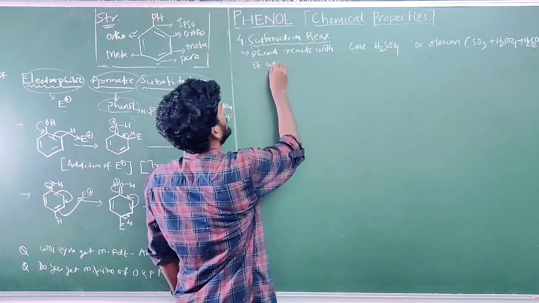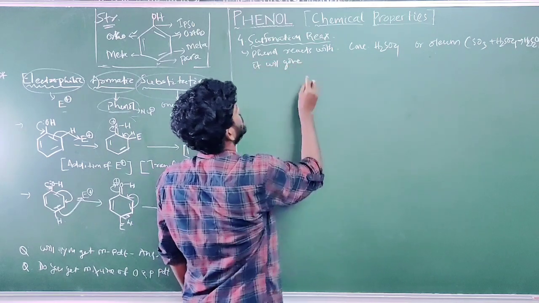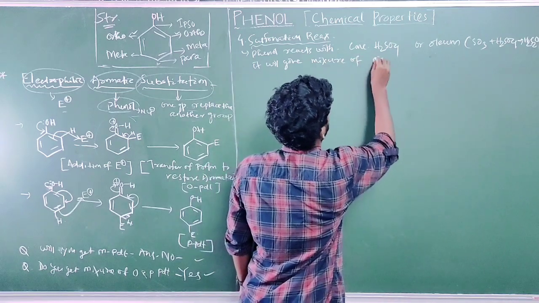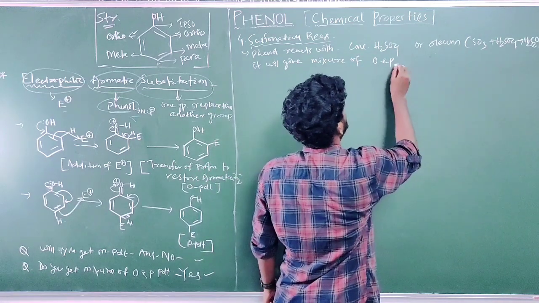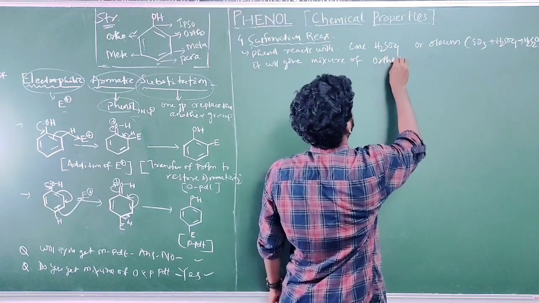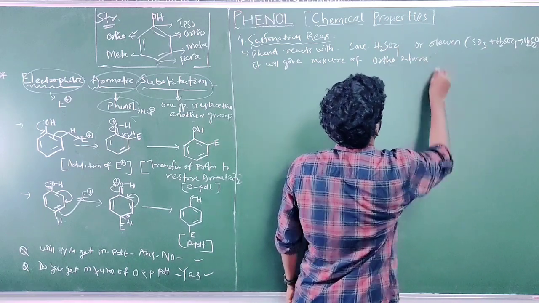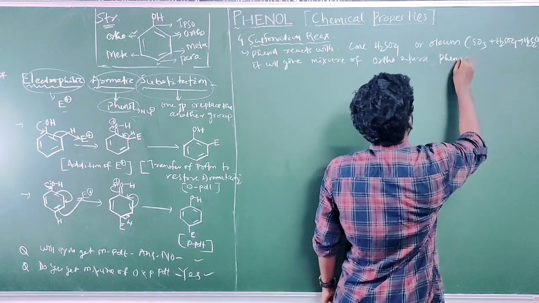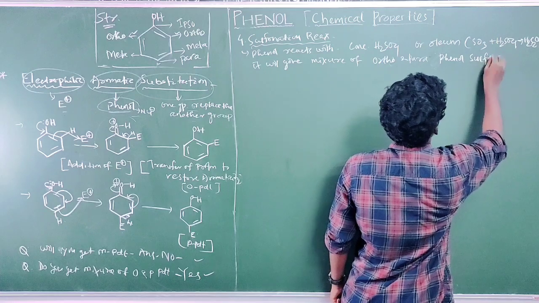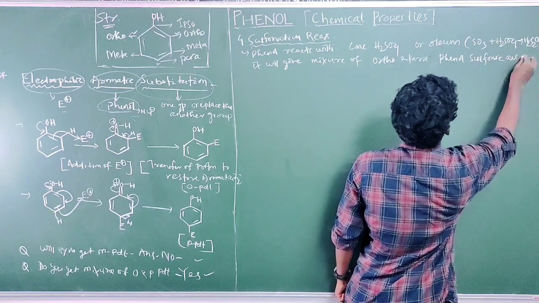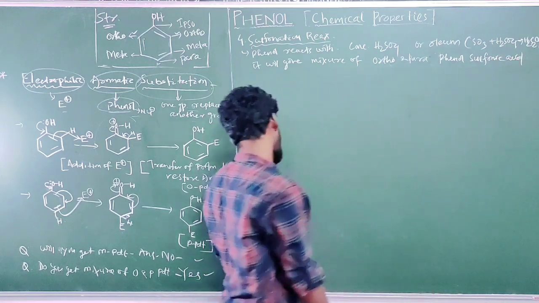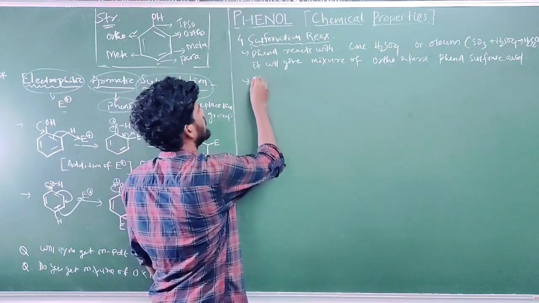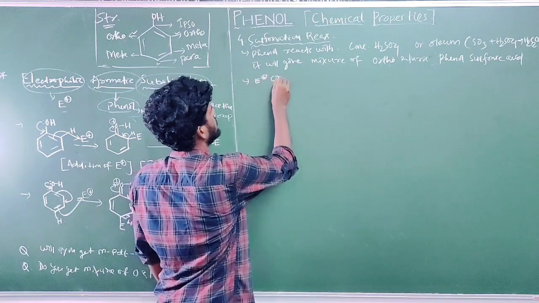It will give a mixture of ortho and para phenol sulfonic acid. I am writing ortho and para phenol sulfonic acid. The important step is electrophile creation. Right, second step, E plus creation.